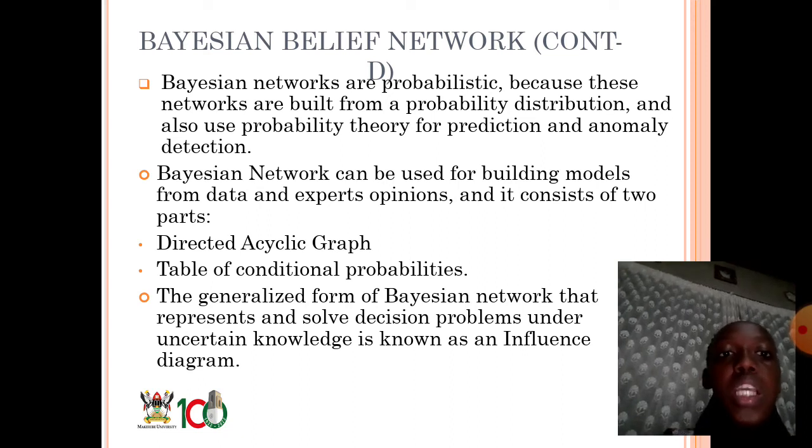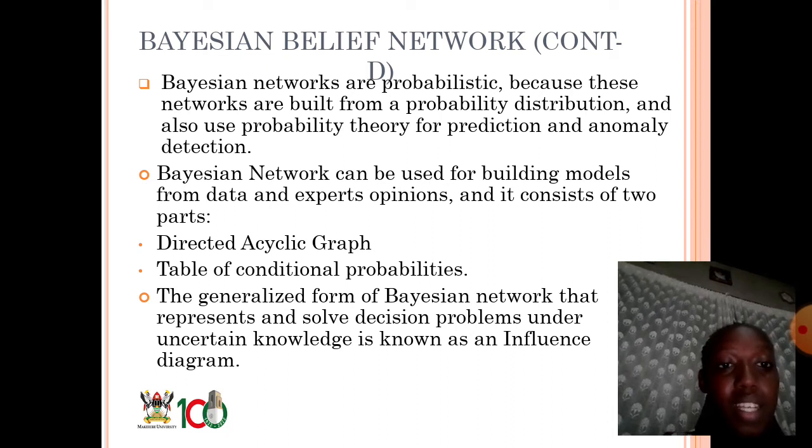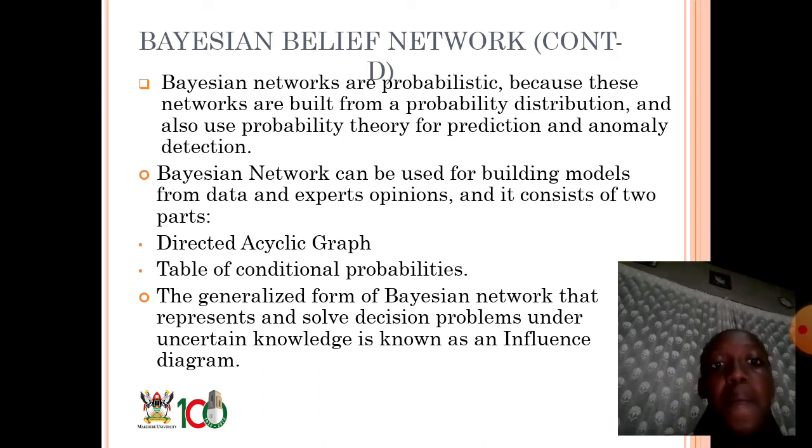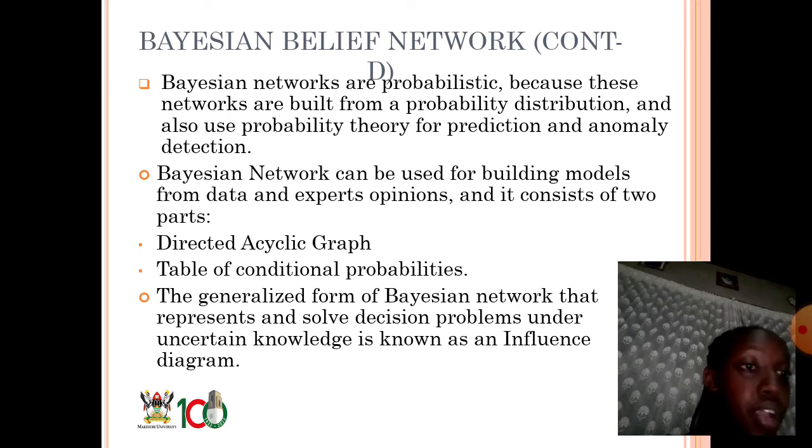So a Bayesian network can be used for building models from data and expert opinions, and it consists of two parts: a directed acyclic graph and a table of conditional probabilities. The generalized form of a Bayesian network that represents and solves decision problems under uncertain knowledge is known as an influence diagram.